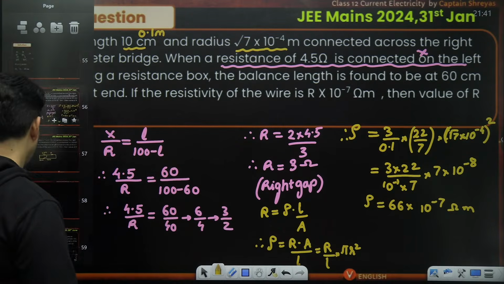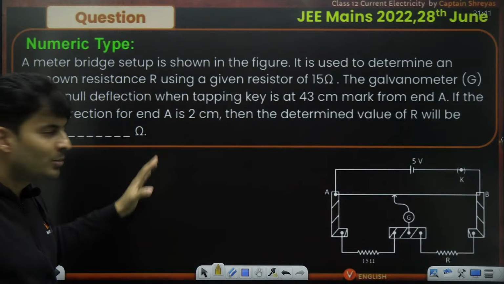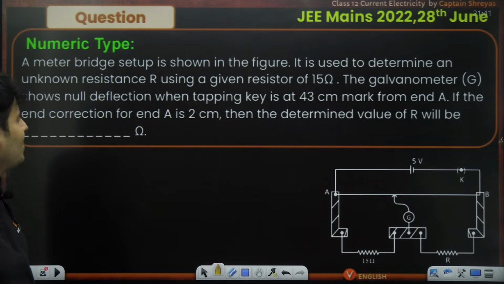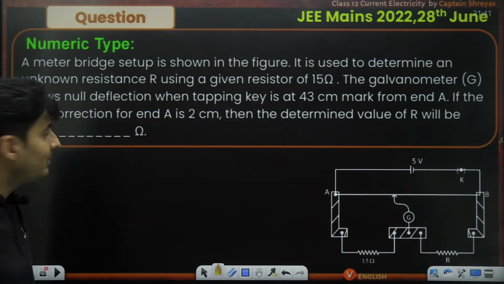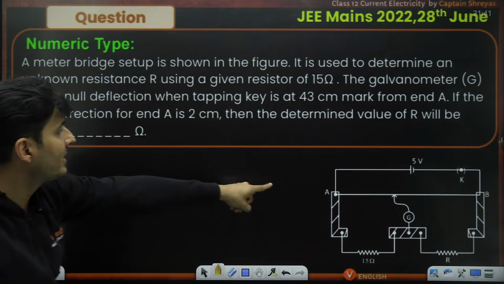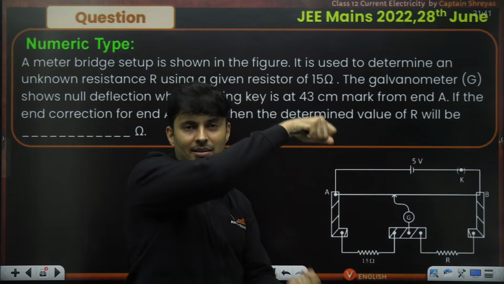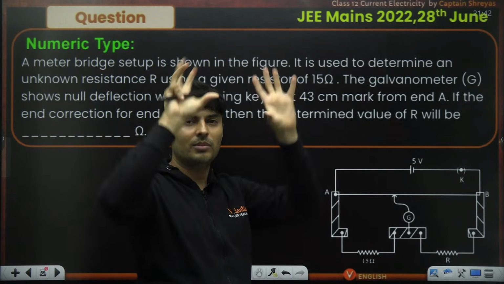Welcome aboard, everyone. Let's do another question which was previously asked. Beautiful question. I think there is some end correction over here. So let's say numerical time. A meter bridge setup is shown. It is used to determine unknown resistance R. See, the meter bridge has been reversed. Instead of showing it facing up, it is now facing down.